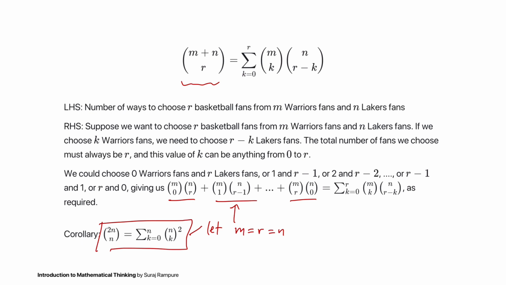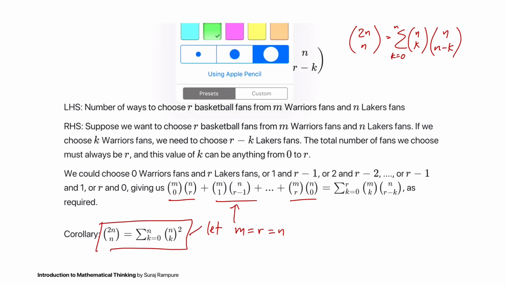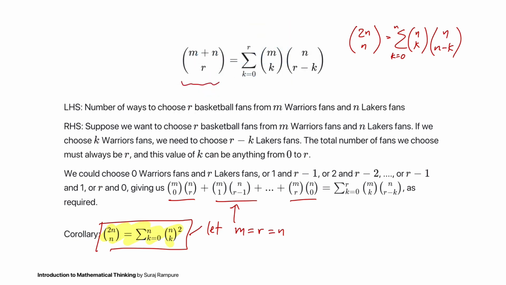Okay? And so the first thing you might be saying is, well, in that case, if I let m and r both be n, the left-hand side will give me 2n choose n, which is fine. But the right-hand side will give me the sum of k going from 0 to n of n choose k times n choose n minus k. But that's not the same thing as this box down here. So why am I claiming these two things to be equal?